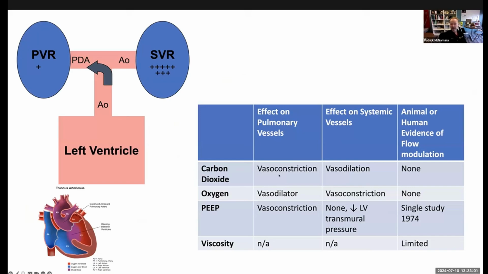Intuitively, carbon dioxide is a pulmonary vasoconstrictor and a systemic vasodilator. Oxygen has the opposite effects. We don't have much physiology-based evidence that these things actually play a major role. It makes intuitive sense based on our understanding of single ventricle physiology. For the effect of PEEP on these things, there is some data that it benefits LV transmural pressure and may modulate flow across shunts, but not a lot. And really, we've got next to no information on viscosity.